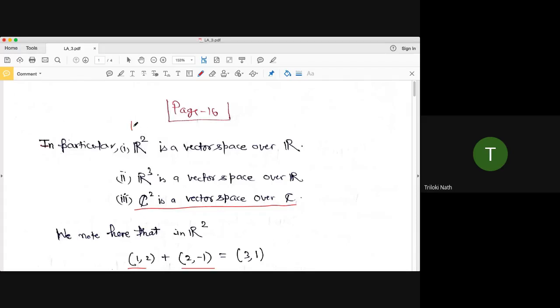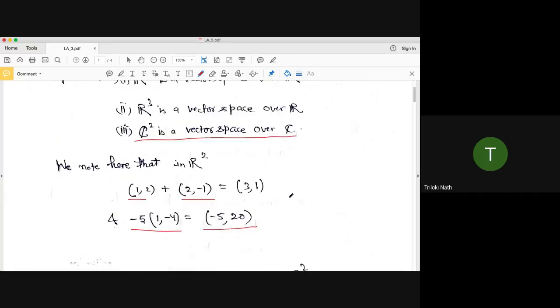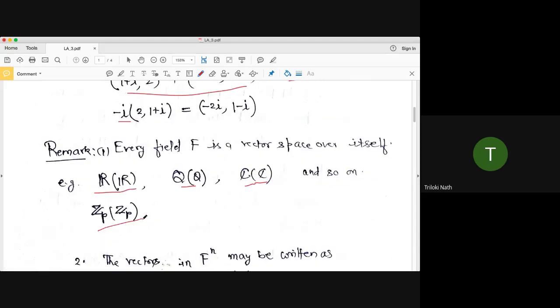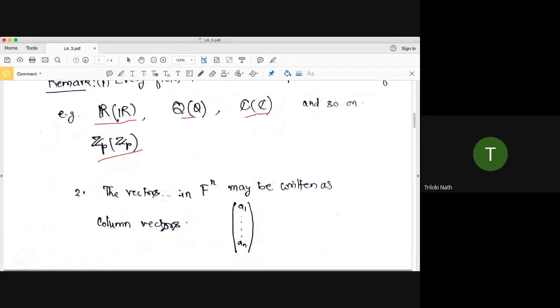So this is R1. R1 is a vector space over R. That is one tuple. One tuple means just a real number, just the elements of F. That means every field F is a vector space over itself. For example, R over R, written like this. That is, R is a vector space over R. Q is a vector space over Q. C is a vector space over C, and so on. For the finite field, Zp over Zp is a vector space.